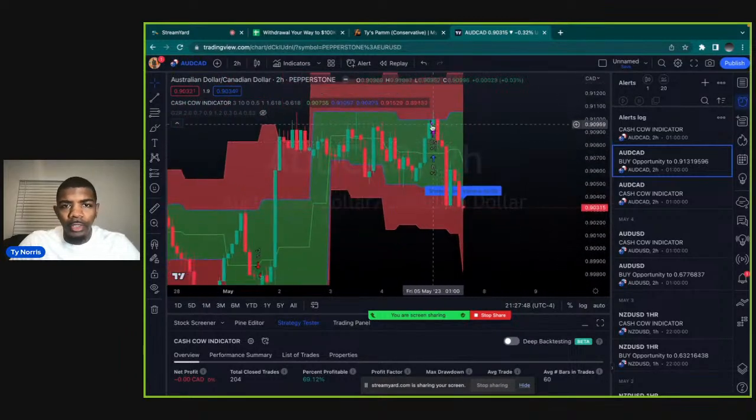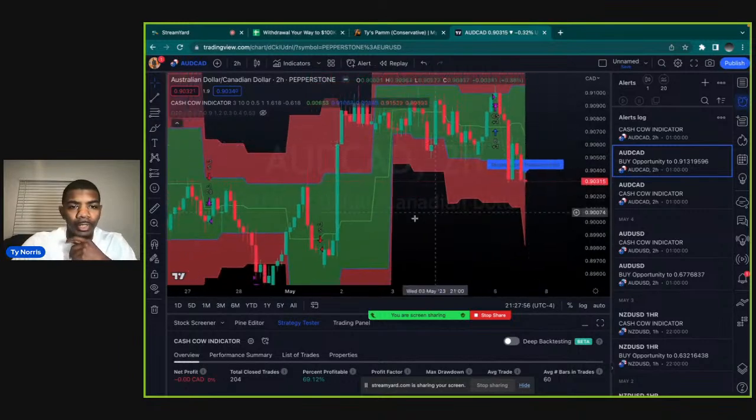Same thing. This one said buy. It gave me the buy alert. I sold it. We made profit on this one. Exit the market. I'm not even trading AUD CAD right now.